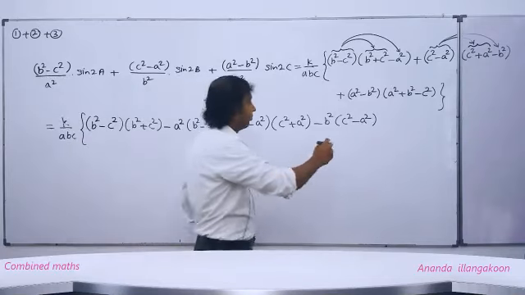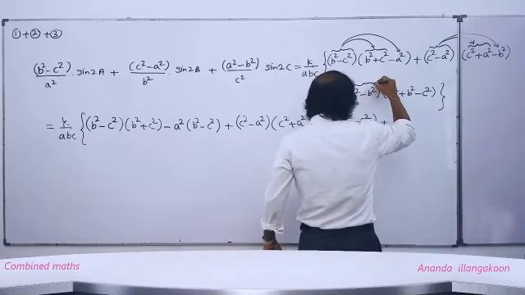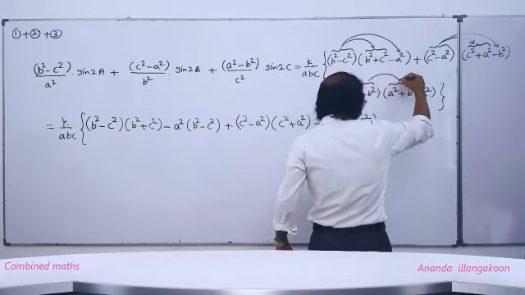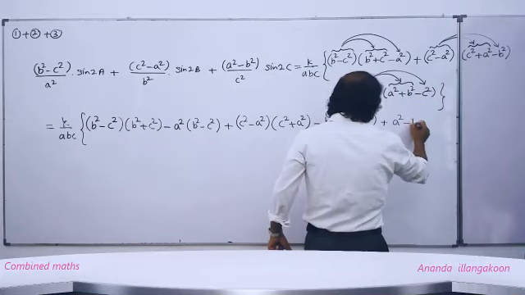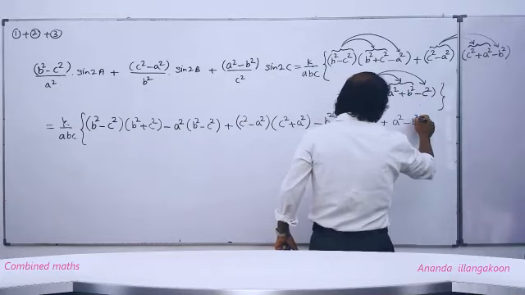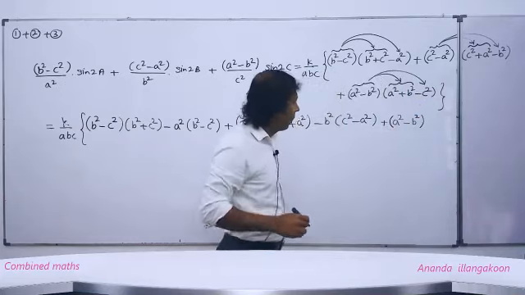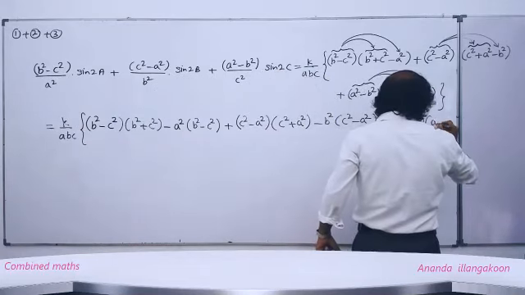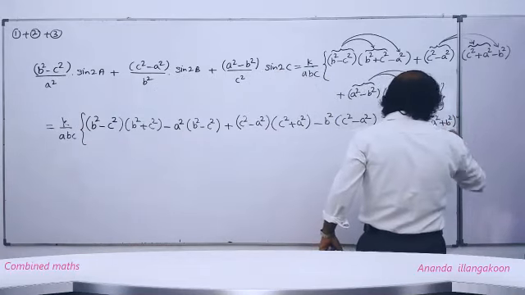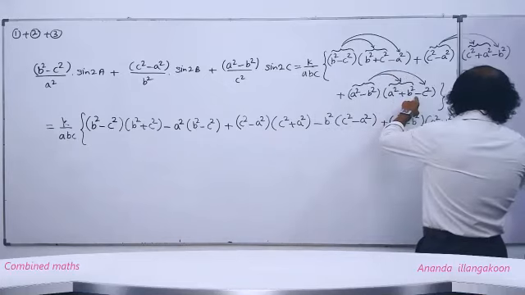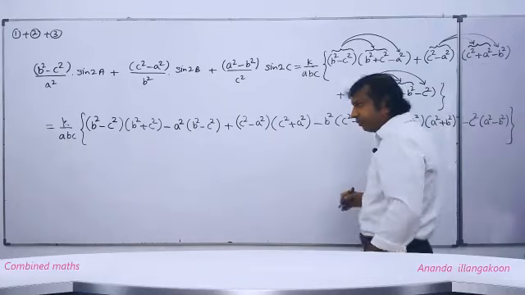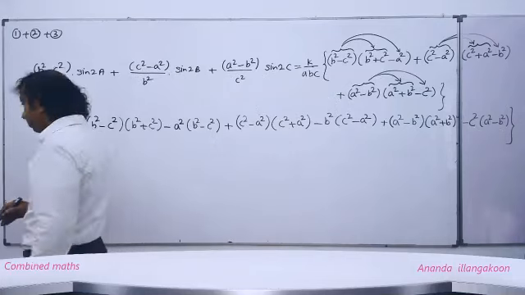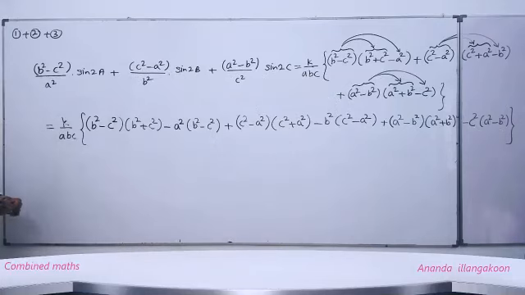Now this term I consider a single term, and this also a single term. This and this I multiply, this and this I multiply. What do we get? a squared minus b squared into a squared plus b squared minus c squared times a squared minus b squared. This is what we get. A long expression, right?